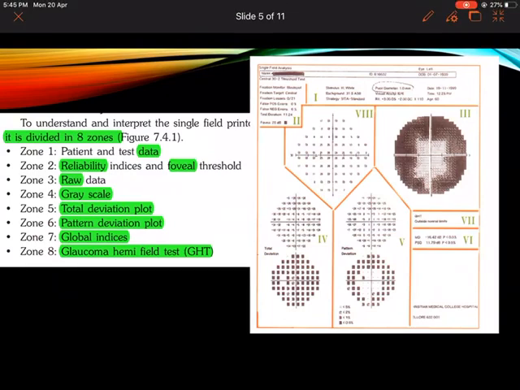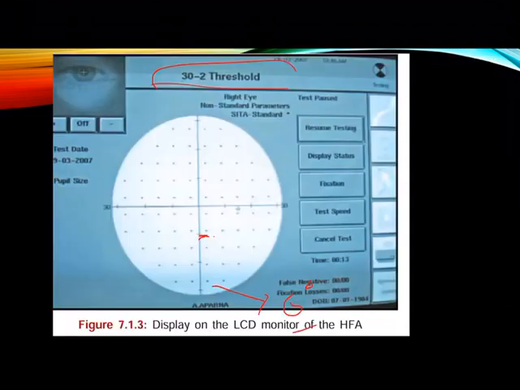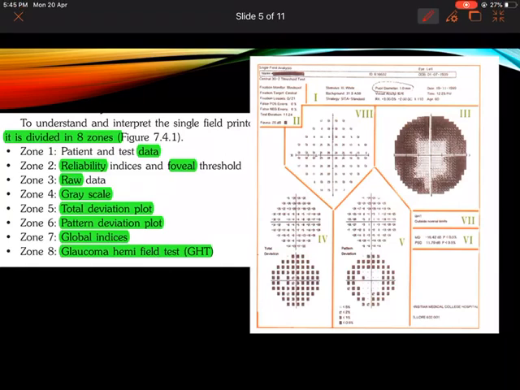Coming to the single printout, the test results will have 8 different zones. Zone 1, zone 2, zone 3, zone 4, zone 5, zone 6, 7 and 8. Sometimes the order is very much arbitrary. After zone 1 and zone 2 it is zone 3; sometimes they will take zone 3 as raw data.